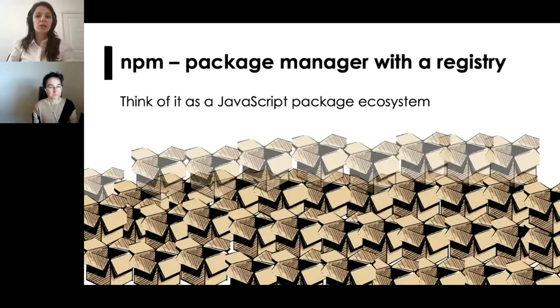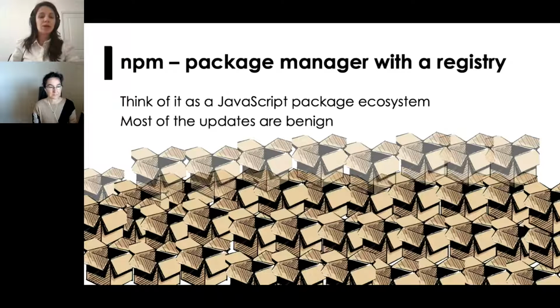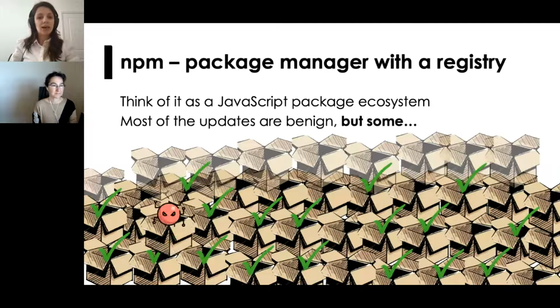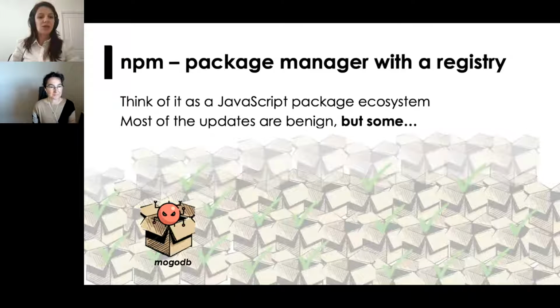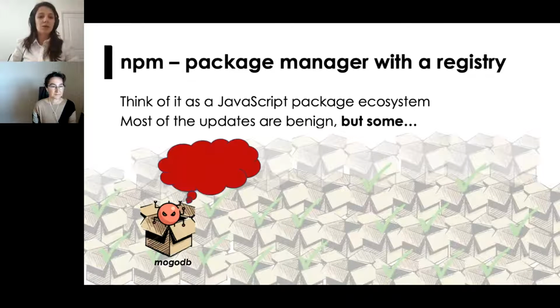And as with any large system where third-party code is stored and served to users, security is a concern for NPM. However, most of the updates are mere run-of-the-mill benign package updates in any given day. Some, not so much so. Like, for instance, the package mongodb, which tries to impersonate the popular package MongoDB by using a slightly different name, and then stealing users' information.